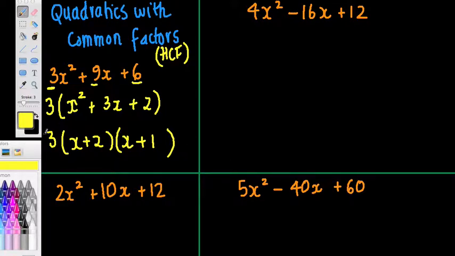So the only difference is we have this number out the front being multiplied. But once you take that out of the expression and you're left with this part in the bracket, it's just about factorising what's left there in the bracket.